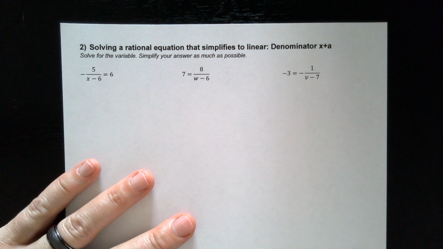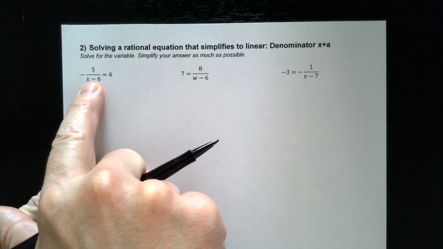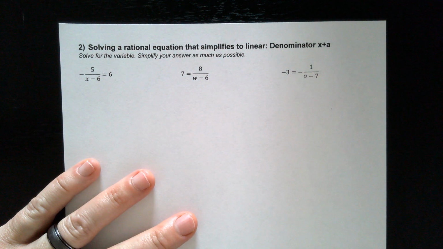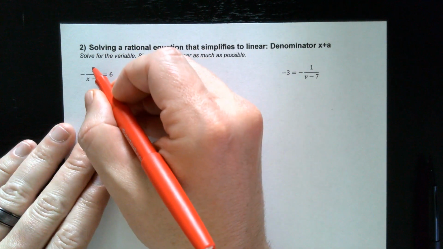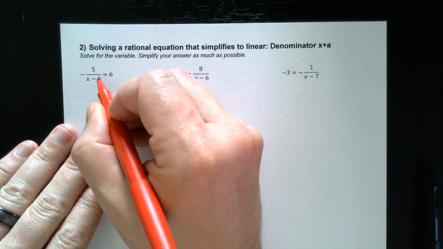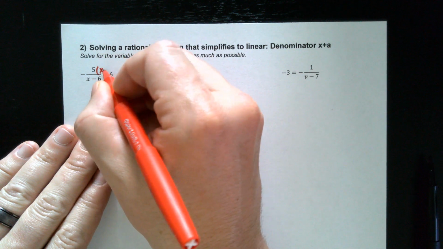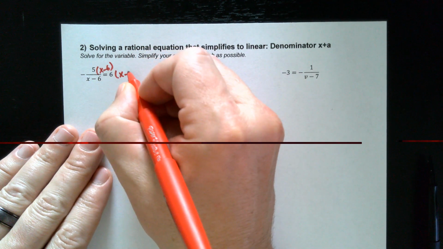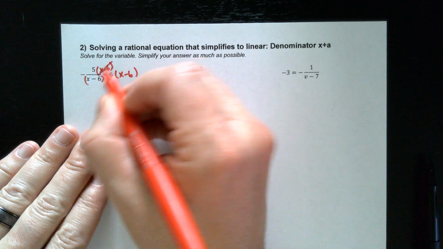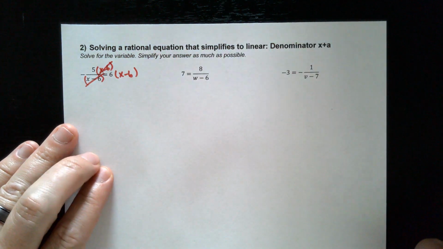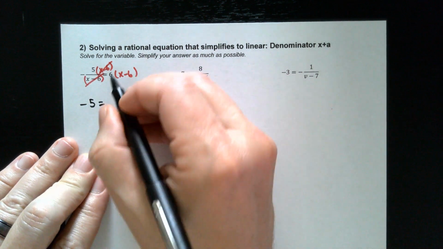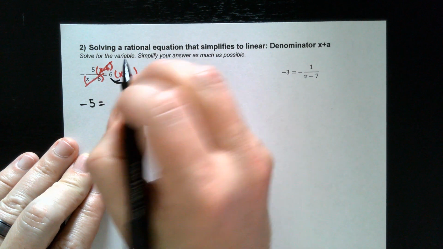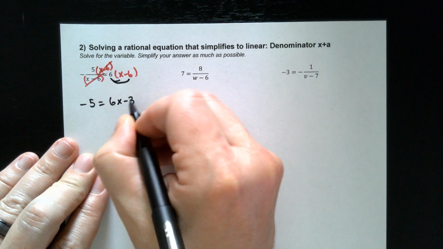Okay, on these we've got more than just one variable sitting in the denominator. Now we've got the variable and a number sitting in the denominator. But we're still going to do the problem in the same way as before. So we look at this one and we've got -5 over x minus 6 equals 6. I need to get rid of the denominator, so I'll just multiply this thing by x minus 6 on both sides. Okay, so that would mean that this x minus 6 and this x minus 6 cancel. The -5 is still left there, equals, and then I can distribute this, so I get 6x minus 36.